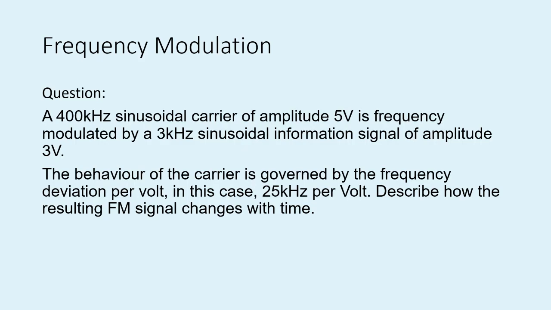The constant you will always be given, so we are given it in this question. The frequency deviation per volt is 25 kilohertz per volt. I would recommend that you pause the video at this moment in time and you have a go at this question. Okay, let's have a look through this question. So the first thing we want to calculate is the frequency deviation, not the frequency deviation per volt, but the overall frequency deviation. So that will be 5 volts, the amplitude, multiplied by the 25 kilohertz per volt.